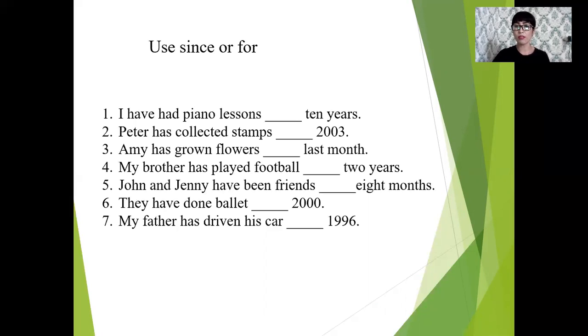Peter has collected stamps 2003. Amy has grown flowers last month. My brother has played football 2 years. Johnny and John have been friends 8 months. They have done ballet 2000. My father has driven his car in 1996. Okay, you have to think about what preposition you will put in these places.